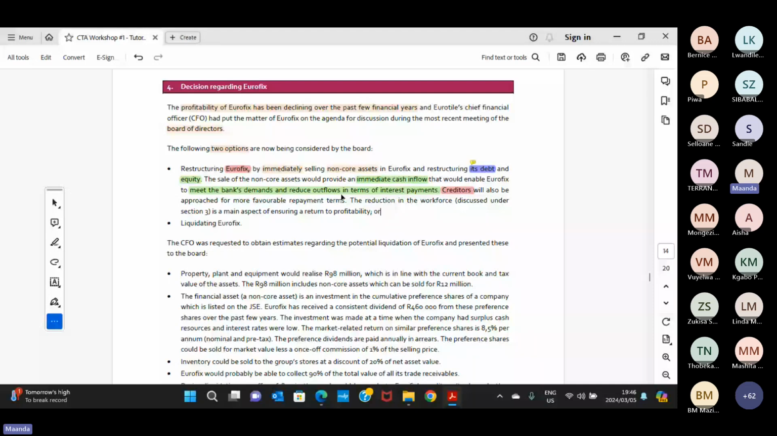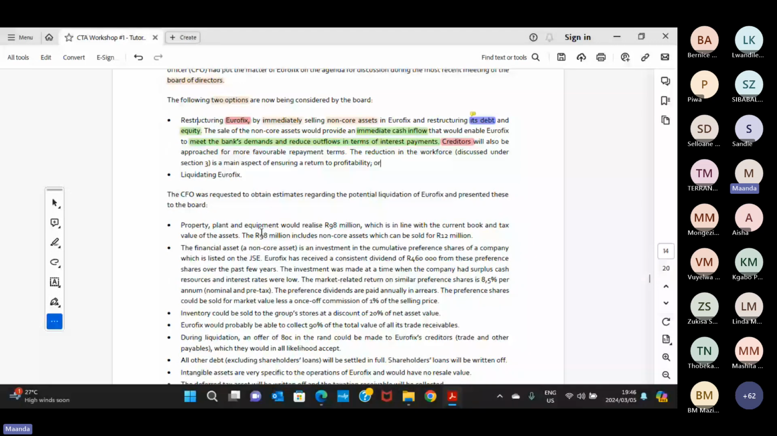So the first thing that we need to consider, if you go down here, we're told that the PPE is 98 million, and the non-core assets can be sold for 12 million. So this is the amount of, yeah?